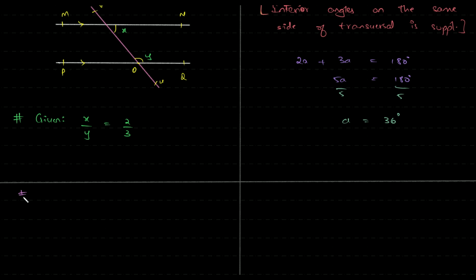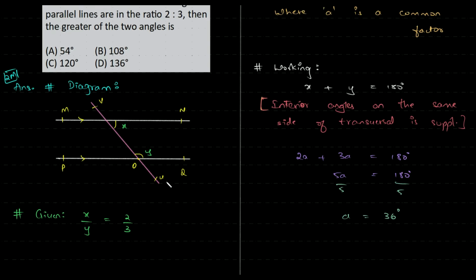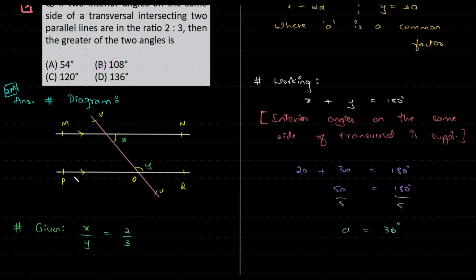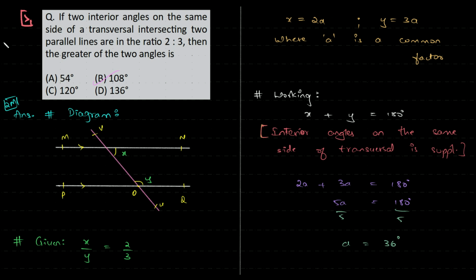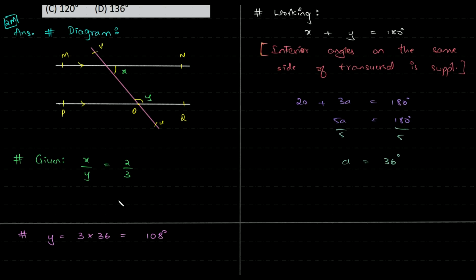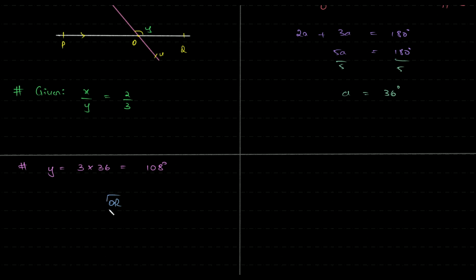Let me write it over here. So Y, which is equal to 3 times A, will be 3 times 36. This is 108 degrees. So option B. So this was your non-MCQ version. The MCQ version will be something like this.